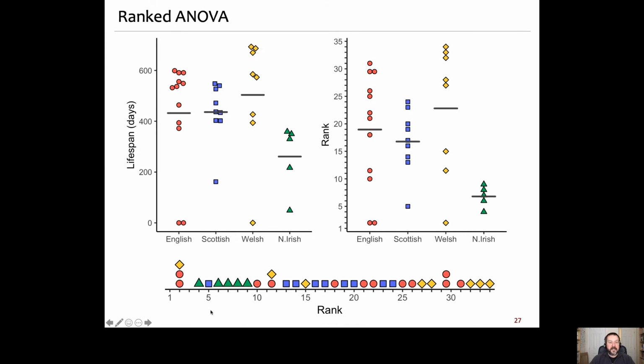There are ties. Ties are when you have data points which are equal to each other. For example, these 3 data points, 2 English and 1 Welsh, have a lifespan of 0. This is where the mouse died immediately after birth. They all have the same rank. Normally they would be ranked 1, 2, and 3. In this case, we assign them a mean rank, which is 2. These two would have ranks 11 and 12, but because they are equal, we assign a rank of 11.5 to them. And the same here. This is how we deal with ties.